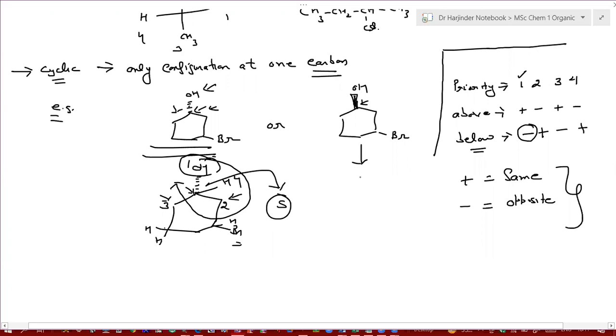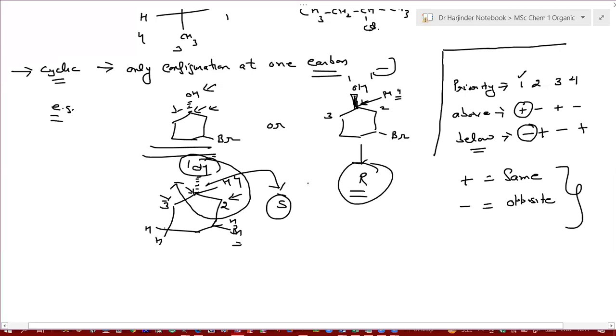Is it R? It will remain R here. Why will it be R? Because again 1, 2, 3 and 4, but again it's moving in a clockwise direction. The group whose configuration is provided is getting number 1 and it is above the plane. So the sign corresponding to above the plane is plus. That means you have to write down the same configuration. So it is R. Is it clear?